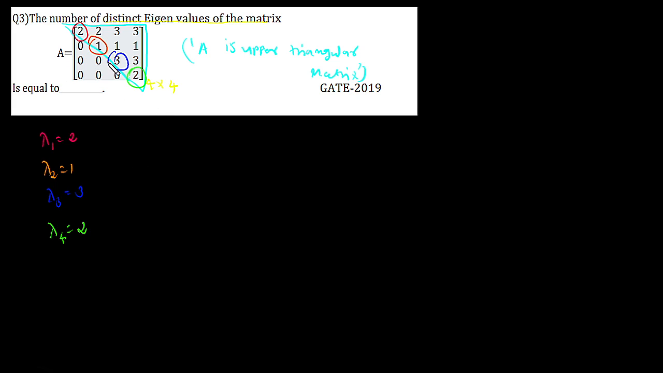Now here matrix A is 4 cross 4, so it must have 4 eigenvalues. But look at the eigenvalues: this 2 is repeating twice. They are asking about the number of distinct eigenvalues. So it has only 3 eigenvalues if I count in the distinct way: 1, 2 and 3, because lambda 1 and lambda 4 are equal. So I can say this matrix A has 3 distinct eigenvalues, which are 1, 2 and 3. They are asking how many eigenvalues are there which are distinct, so the answer is 3.